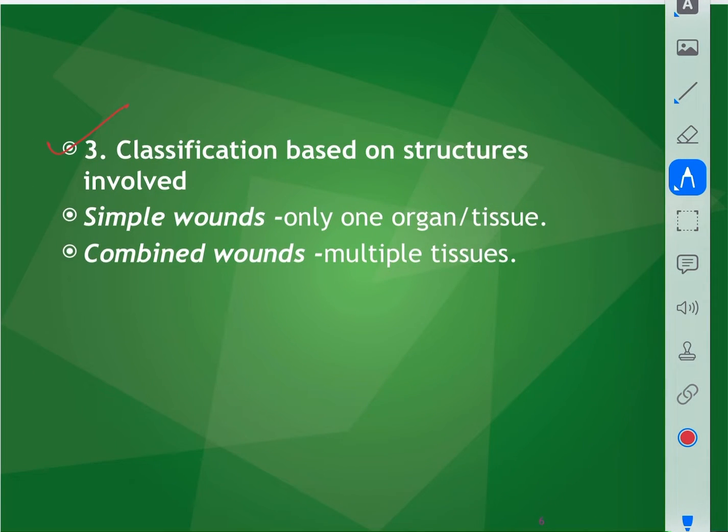The next way of classification is again simple wound and combined wound. The name itself tells you: simple wound, only one organ or only one tissue is involved, like just skin is peeled off or just one organ is injured, correct? Now combined wounds, when there are multiple injuries to different tissues of the body, skin is also peeled off, there may be associated bone fractures, there could be associated muscle necrosis, there could be associated vascular injury, nerve injuries, etc. This is called combined wound.